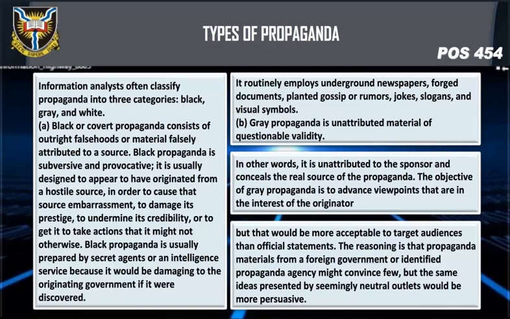Black propaganda is usually prepared by secret agent or an intelligence service because it would be damaging to the originating government if it were discovered. It routinely employs underground newspapers, forged documents, planted gossip or rumors, jokes, slogans, and visual symbols.